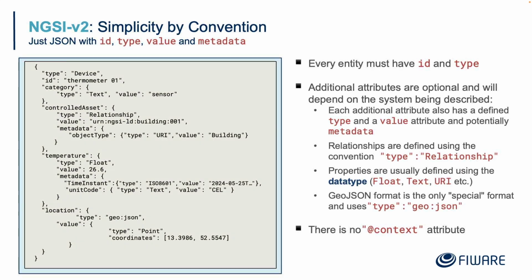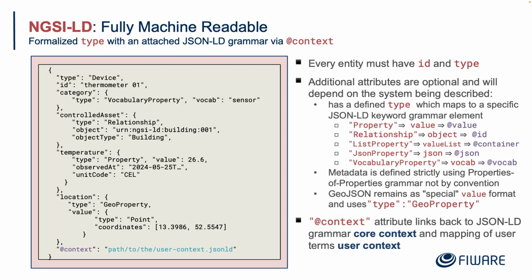And of course, this is NGSI-v2. This is standard JSON. There's no at context. It's very easy to understand. It's very easy to prototype your systems, and if you're in full control of your system, then it's very easy to use as a whole. Now, this compares with the NGSI-LD format, which is ever so slightly different.